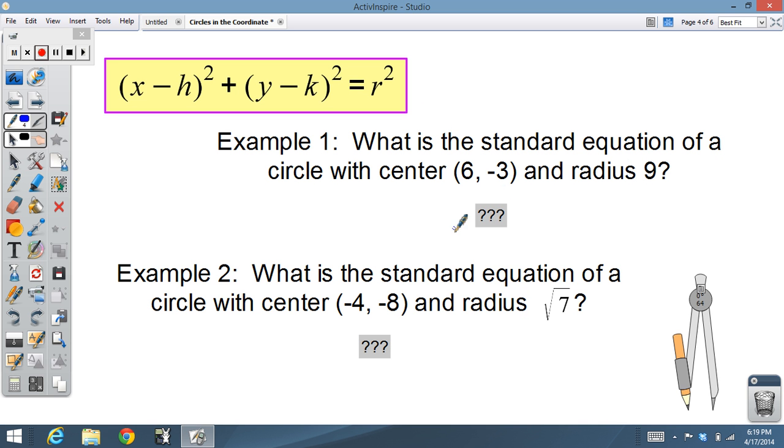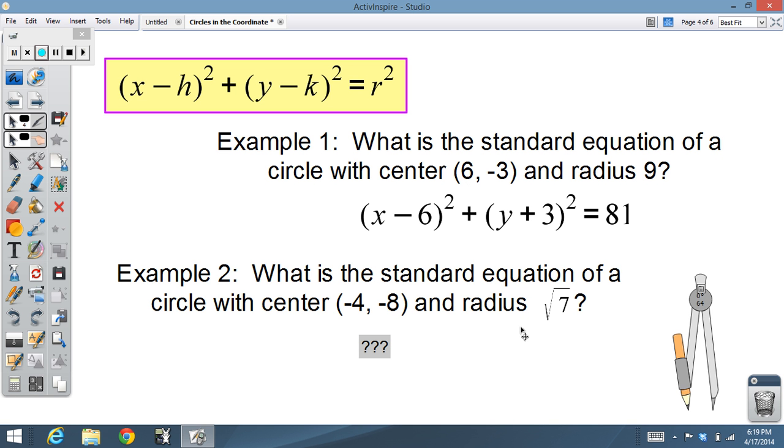What is the standard equation of a circle with a center (6, -3) and a radius of 9? Okay, again, on you if you want to pause it and see if you can figure it out on your own. But here we go for those who don't. Ready? 6, -3, there's our h, there's our k, subtract them. So (x - 6)² + (y + 3)² = r².